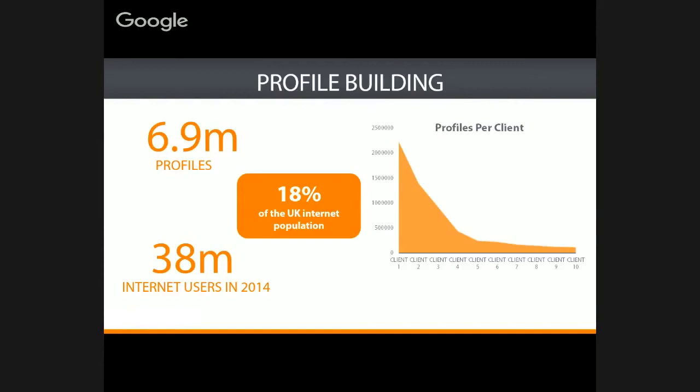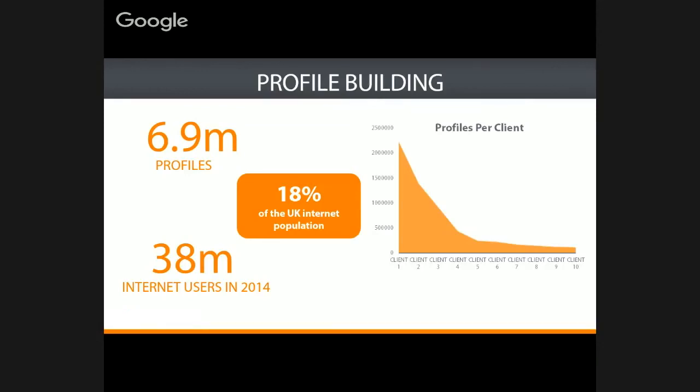And finally, the final thing that everybody asks about cross-device tracking is what it means and what we can see. And I'll give you just a brief overview of what we can see. As I've mentioned, building and creating cross-device user profiles is vital for our solution. Currently, we've got about 7 million profiles, and I estimate that this is about 18% of the UK internet population.